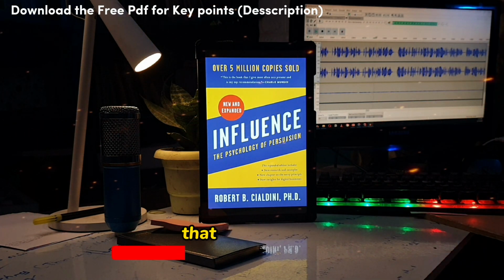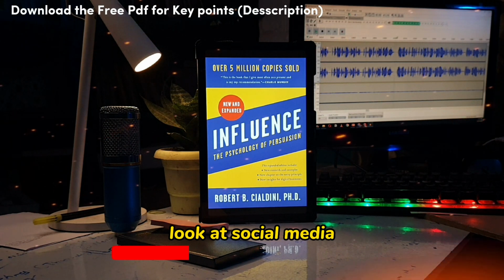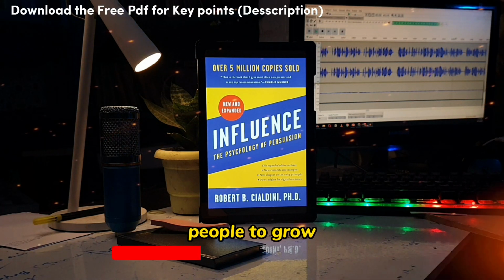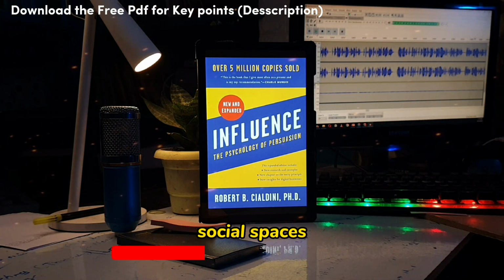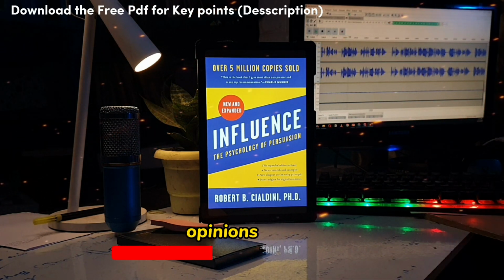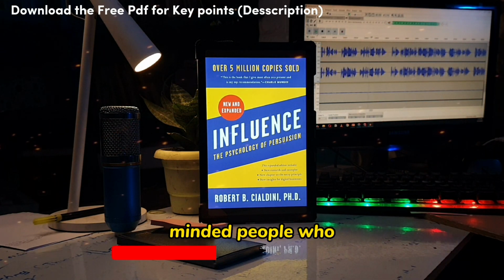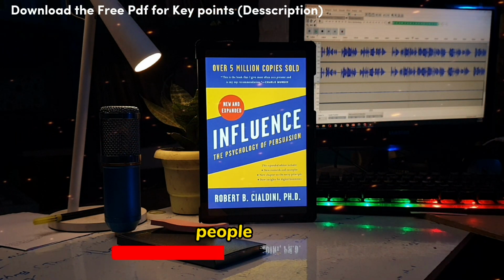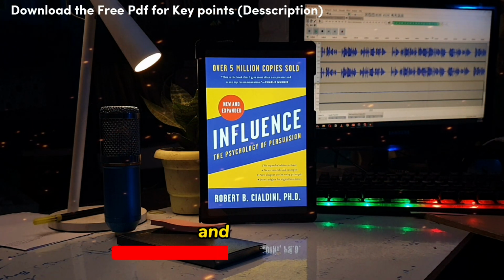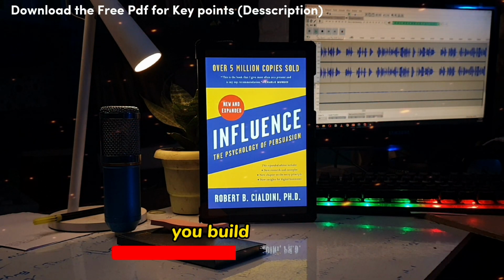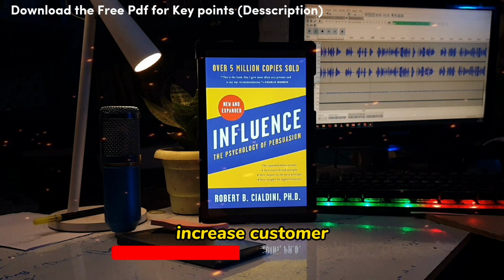We all have a common tendency to like the people that share our interests and views. We like people that think like us. Look at social media, it is full of different groups of like-minded people. You can exploit this natural tendency of people to grow your business by creating social spaces where your target customers can interact and exchange opinions. Gather all the like-minded people who are interested in your product and give them a platform to interact. People love it when they can share their views and opinions. It makes them feel important. This will help you build customer loyalty and increase customer engagement.